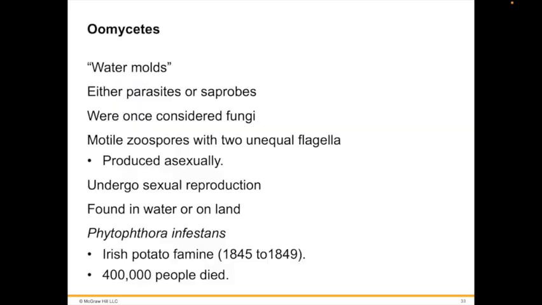And lastly, we're at the oomycetes, or water molds. So they have some pathogenic members. The oomycetes are parasitic and are unique in the production of asexual spores, or zoospores, that bear two unequal flagella. So the water molds, they're wholly different, as they were once considered fungi. They undergo sexual reproduction, and they're found in water and on land.